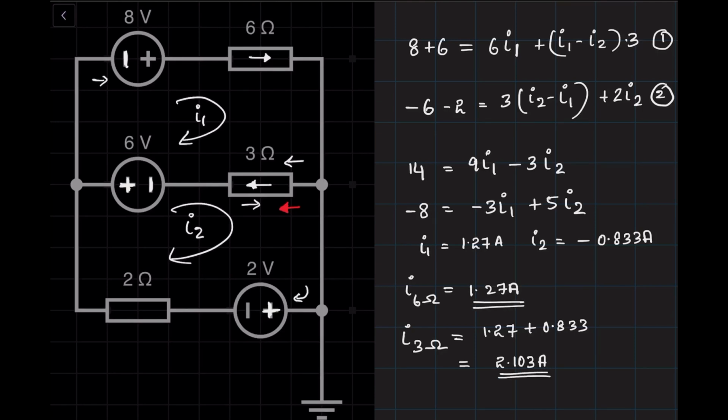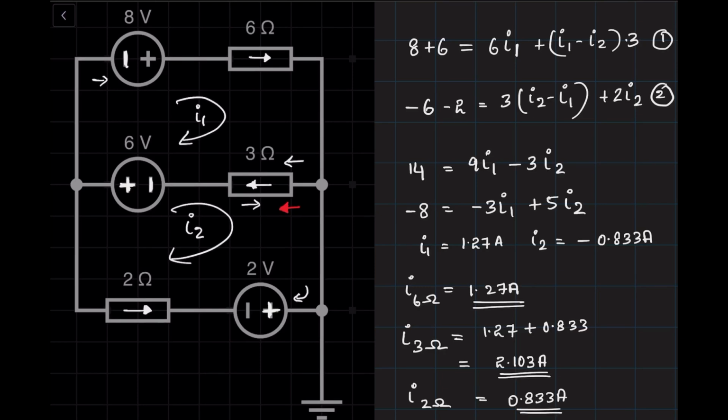Got it? Now what is the current flowing through 2 ohm and the direction of it? Current flowing through 2 ohm is only I2, but we know that the actual answer of I2 is negative 0.833 ampere. So the direction of current flowing through 2 ohm is not clockwise but anti-clockwise, which means in this direction. Understood? Hope you are getting it. And the current magnitude will be 0.833 ampere.